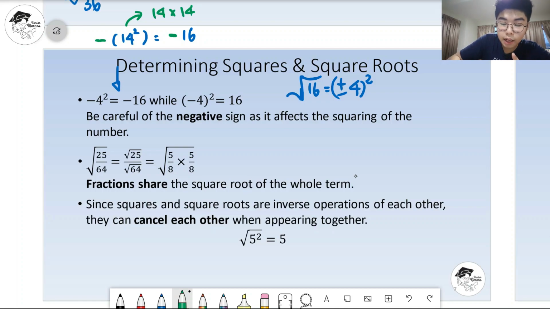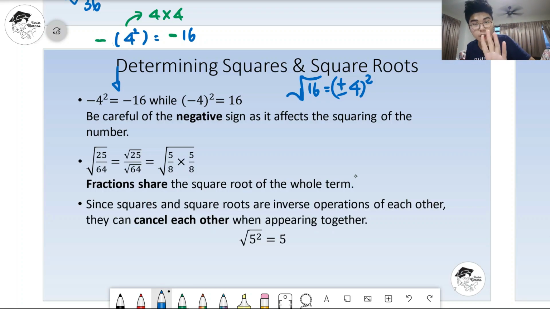I did a 4 times 4. Positive 4 times positive 4 to give me a positive 16. The negative is not part of me doing the square. The negative comes from here. Do you see? The negative comes from there. That's why you have to be very careful.